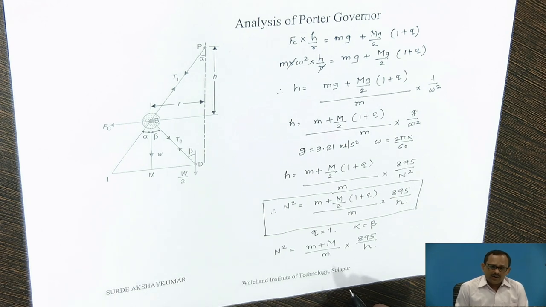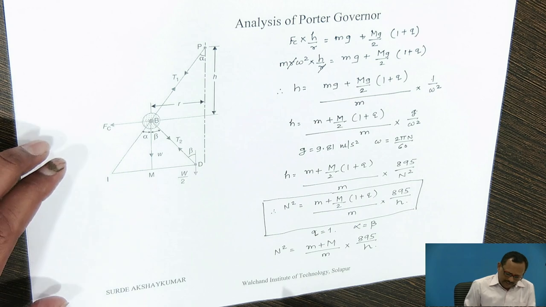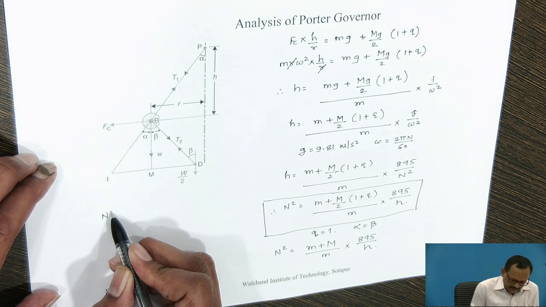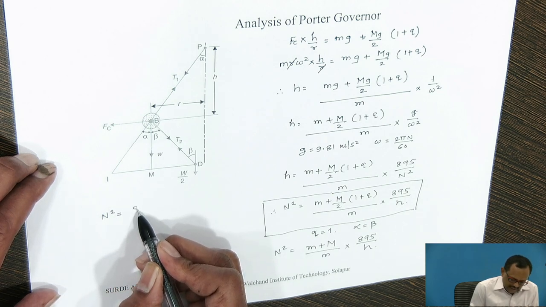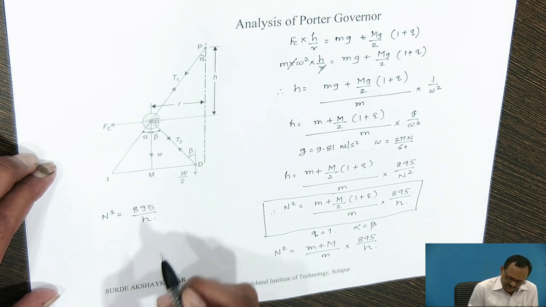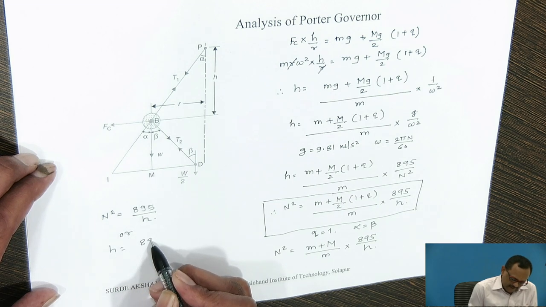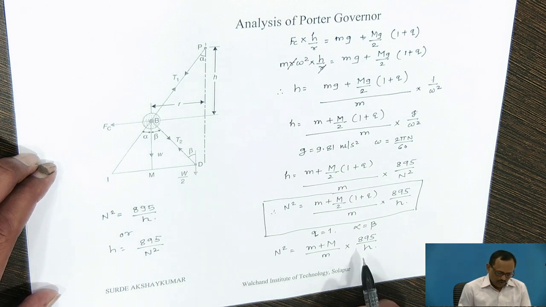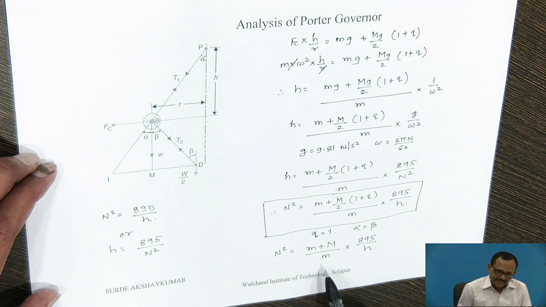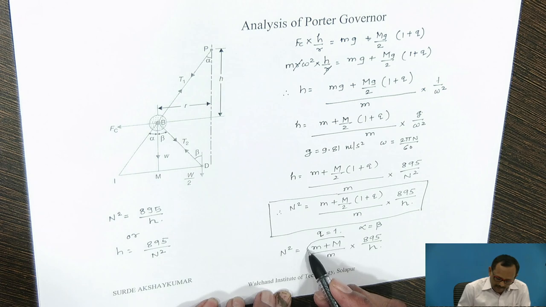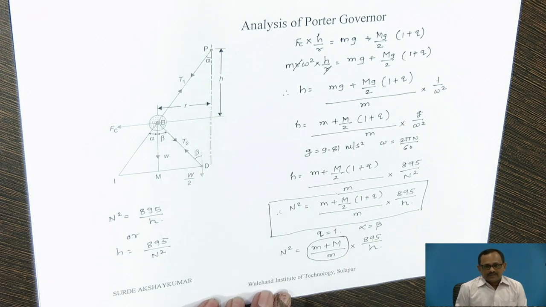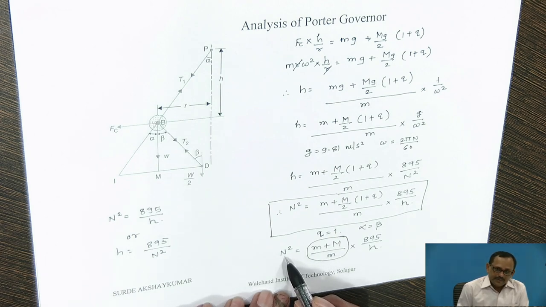Now, think for a while, what is the difference in the equation obtained for the Watt governor and in case of the Porter governor? So, you will come to know, in case of the Watt governor, we have obtained n square is equal to 895 divided by h, or h is equal to 895 divided by n square. So, in case of the Watt governor and the Porter governor, the difference is that the height of the governor, in case of Porter, is increased by the ratio m plus M divided by small m. So, this is how we can calculate the speed of the governor at different radius of rotation.